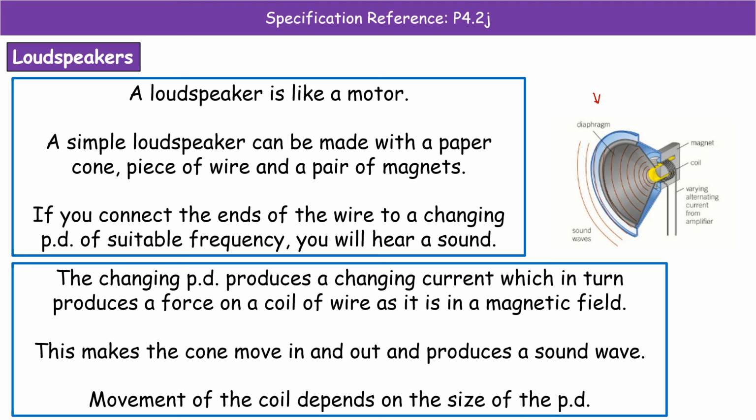The reason? Because that changing potential difference produces a changing current. That is going to produce a force on that coil of wire, because where it's sitting across a magnet, it's in a magnetic field. And therefore, depending on the direction of that current, it's going to make the cone either move in or out. As it moves in or out, it's going to push against the diaphragm. That's then going to generate those little pressure waves, which is our sound wave. Because as it moves out, it's going to cause compressions. As it moves in, it's going to cause rarefactions. Obviously, the movement of that coil is going to depend on the size of the potential difference.